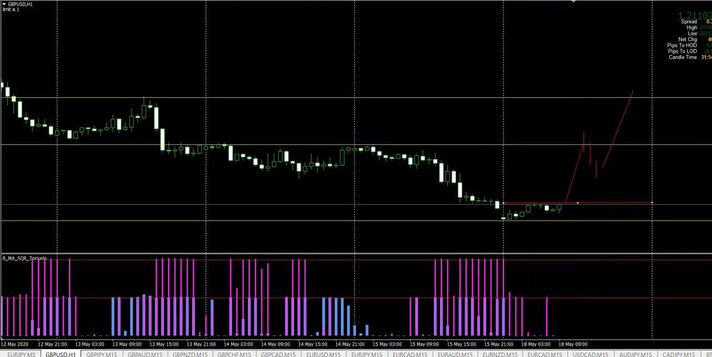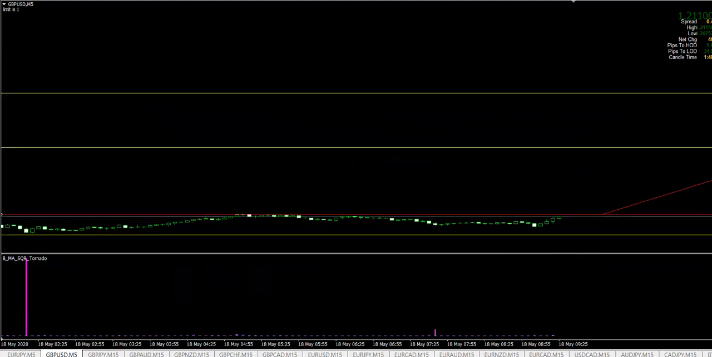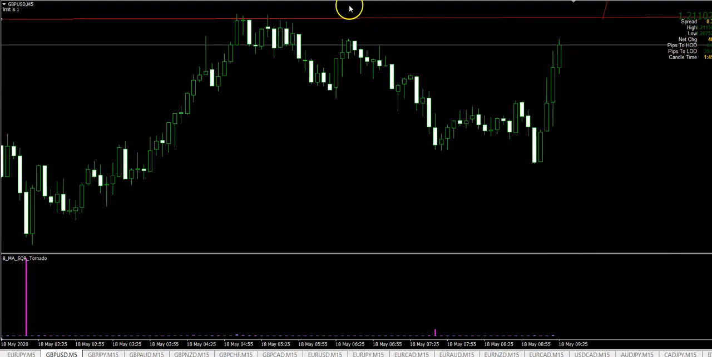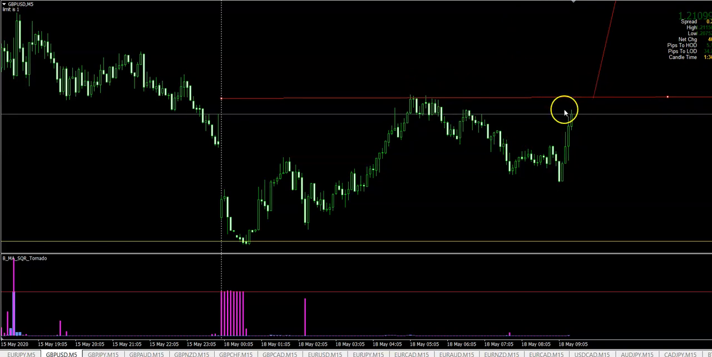I don't see anything happening right now. But let me go to the 15-minute chart and see exactly what is happening. Let's see. Maybe there was something. Okay, 15-minute chart. Nothing. Nothing. So the market is actually approaching this level. Now this is the most important level right now, where the price is going.